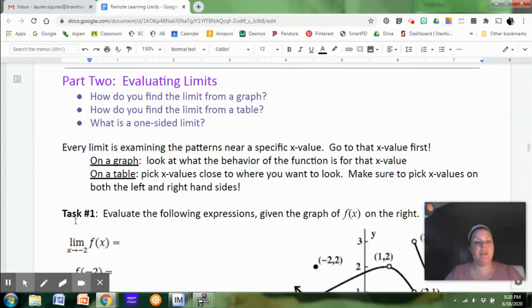Part 2, we are going to start to talk about how to evaluate some of these limits. And in this part, we're specifically going to focus on graphs and tables, and also introduce the concept of a one-sided limit. So first, we're going to talk about how to actually figure out what the limit is for both a graph and a table. We kind of already did the graph in part 1, but we're going to take a look at it a little bit more formally in this particular section.